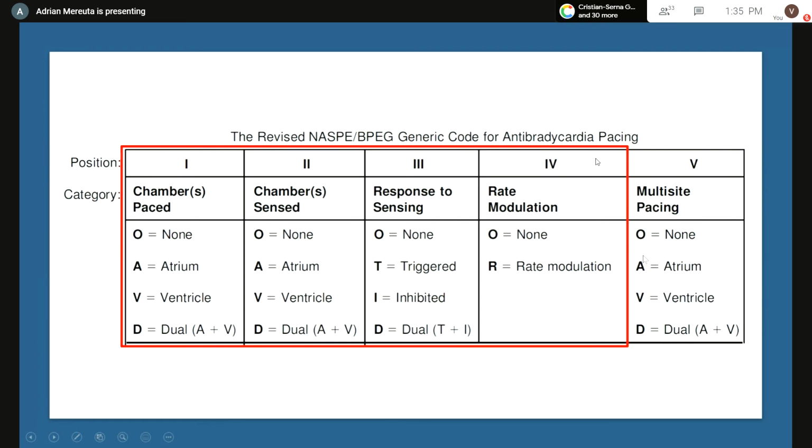Or there is another option, the final one, the fourth letter, if there is a rate modulation. Rate modulation means adaptation of the rate according to the level of activity. That will give the patient the chance to have some exercise. Otherwise, the patient will be at 60 per minute when he's sleeping or doing hard labor. You have to adapt. That's the normal and the modern way.